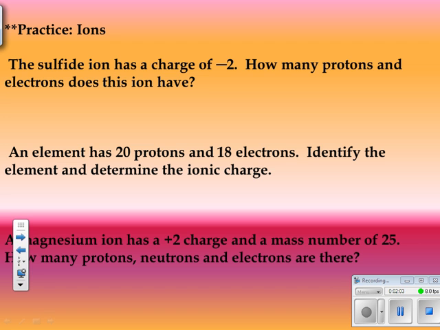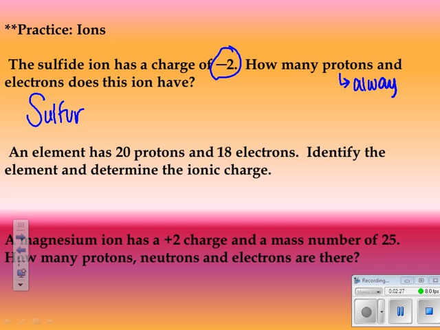All right, so moving on. Let's do a couple practice problems. The sulfide ion has a charge of -2. This tells me that something's going on with my electrons. How many protons and electrons does this ion have? Because it is sulfide ion, we know this is sulfur from the periodic table. You need to remember that protons are always the same for an element, whatever element you're on. The number of protons for sulfur is 16, and it always will be, so 16 protons.